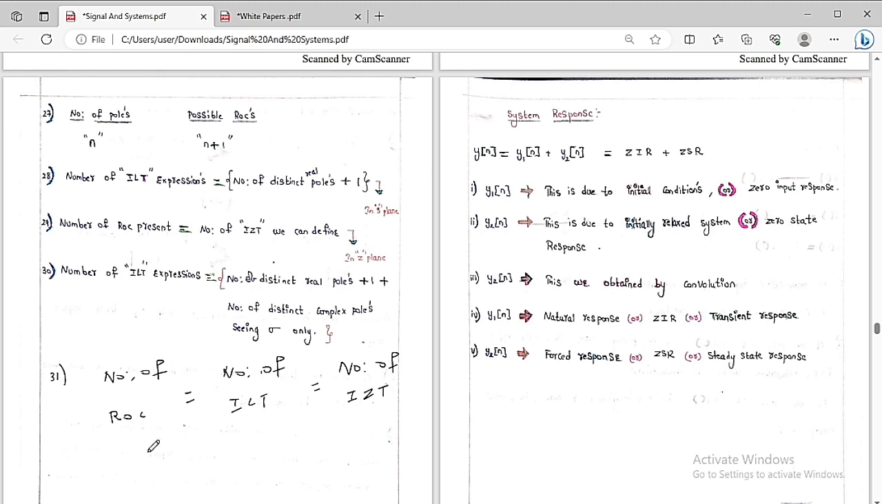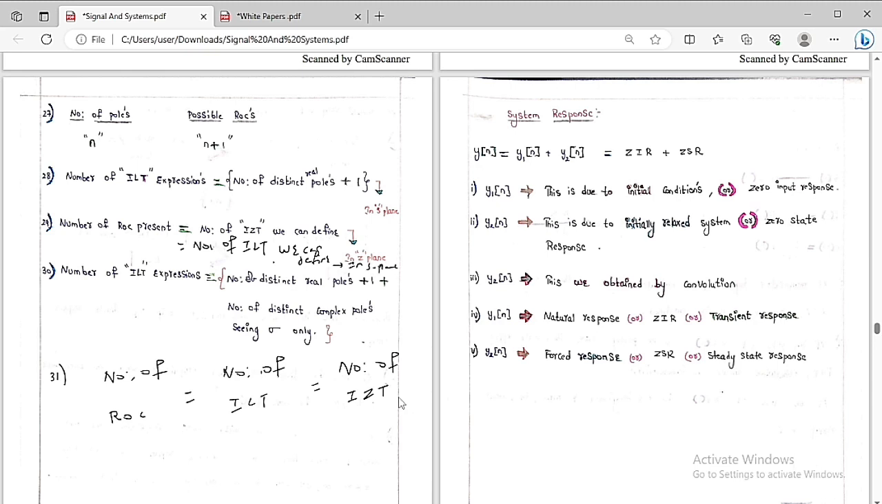So therefore, I want you to remember only one thing. The number of ROCs is nothing but, for each and every ROC, you are going to get the corresponding time domain expression, the continuous time domain or the discrete time domain expression. So therefore, the number of ROCs is equal to the number of inverse Laplace transform expressions or the number of inverse Z transform expressions. So here you can write even like this, which is equal to the number of inverse Laplace transform expressions we can define in the S plane. So these things always you have to keep in your mind.